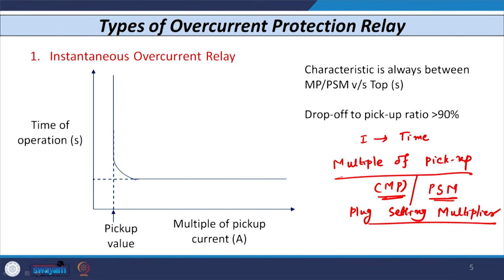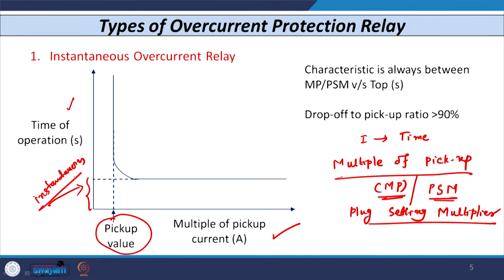So, if I consider multiple of pickup current on the x axis as we have considered here, and time of operation in seconds on the y axis, then the characteristic of the instantaneous overcurrent relay is given by this. You can see the pickup value I have shown here. So, pickup value or plug setting, if current exceeds this value, then the relay operates within some specific time period. This time period is instantaneous in nature. So, the relay operates instantaneously if current exceeds its pickup value.